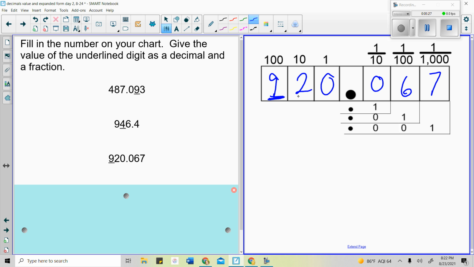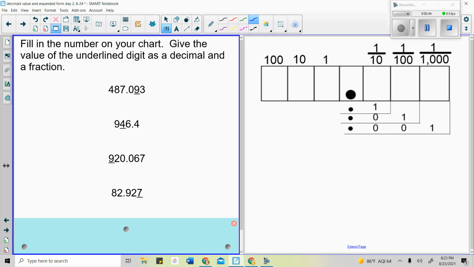So we're talking about this 9. Pause the video and give me the value. So the value is 900. You should have gotten 9 times 100. So the digit times its place. Okay, so let's fill in our next one.